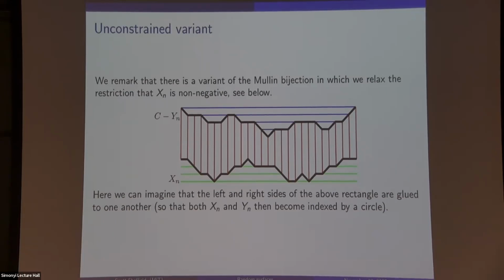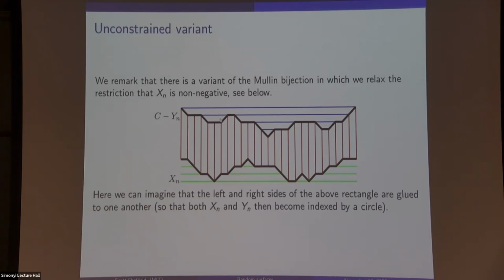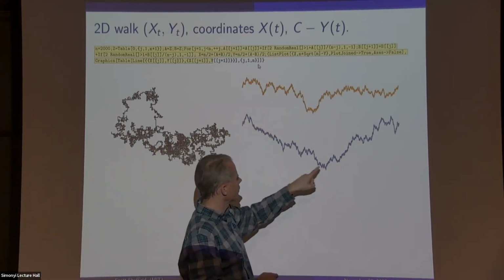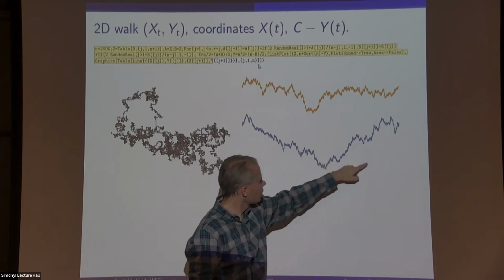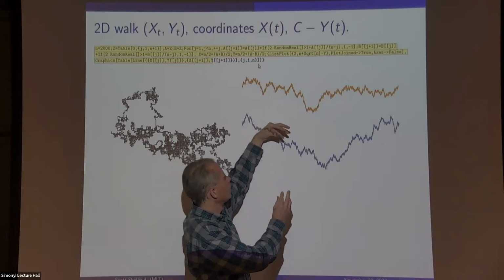All right. I just want to remark there's also an unconstrained variant of the Mullin bijection where you relax the restriction that xn is non-negative, and you still get a pair of trees, but you get a different kind of marked point. I point this out because that's the one I used to make this picture. Here you take a 2D random walk on Z2 starting and ending at the origin. That gives you a pair of paths. You draw the vertical lines and horizontal lines, wrapping around if you need to, to create a pair of trees. And you glue those trees together.